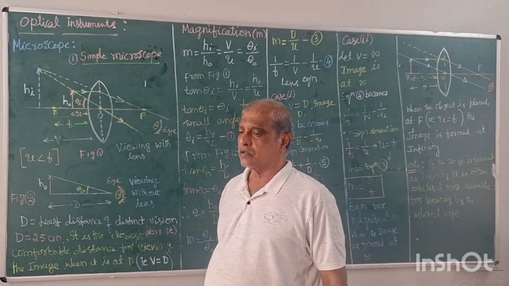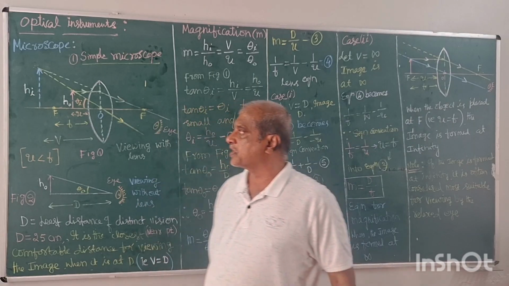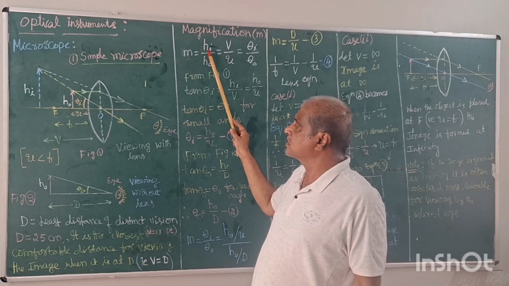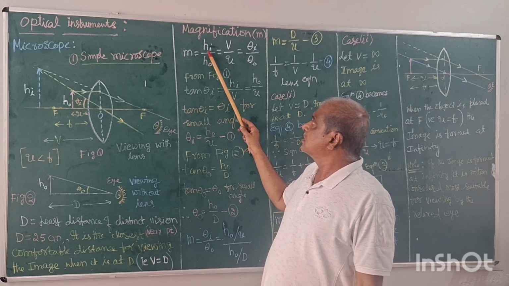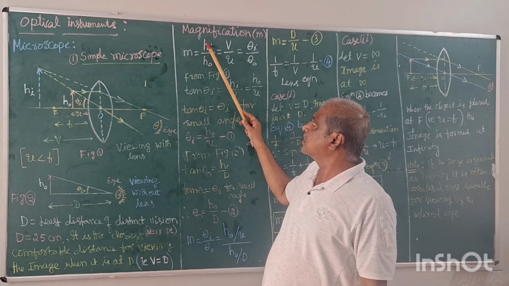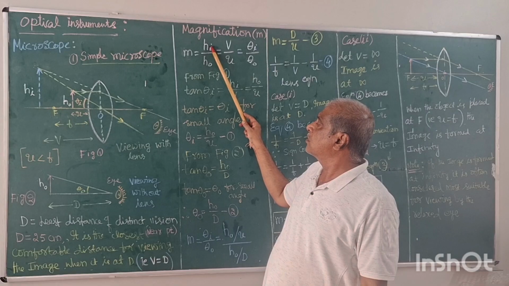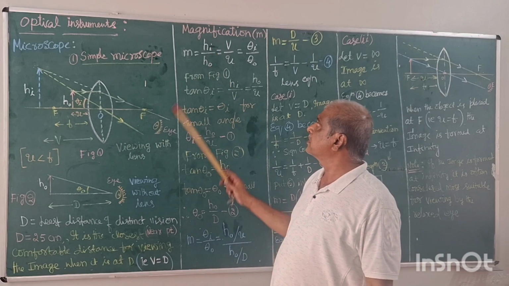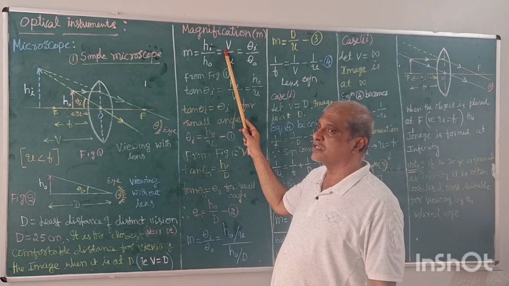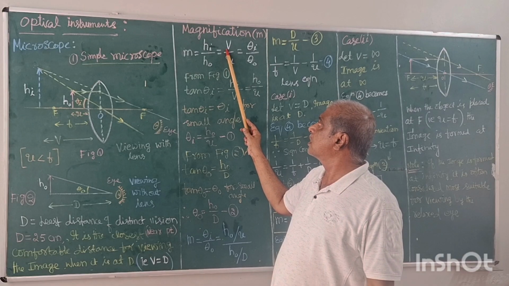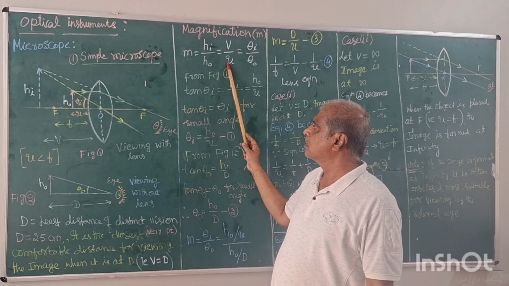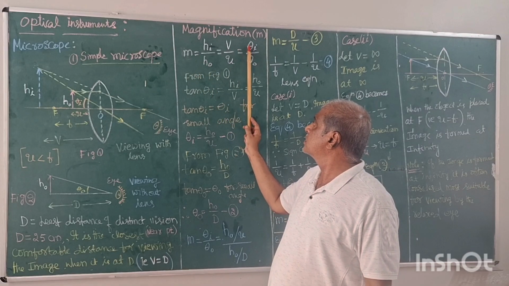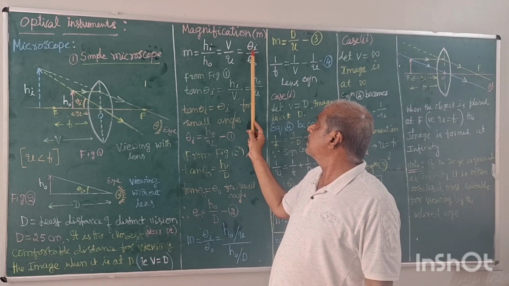Let us recall the definition of magnification. We have the definitions like this. In terms of height, it is the ratio of the height of the image and the height of the object. It is also in the form of a ratio of distances, image distance and object distance. And we can also define the magnification as a ratio of angles, that is theta I and theta naught.